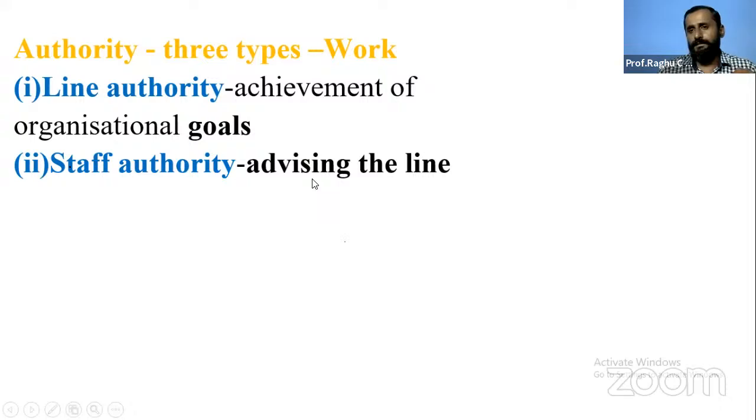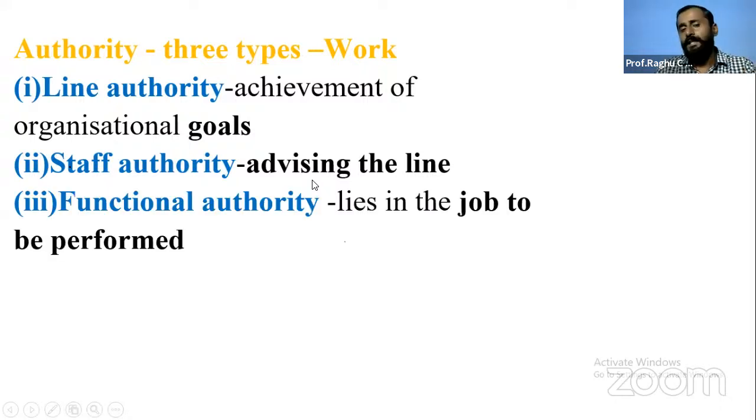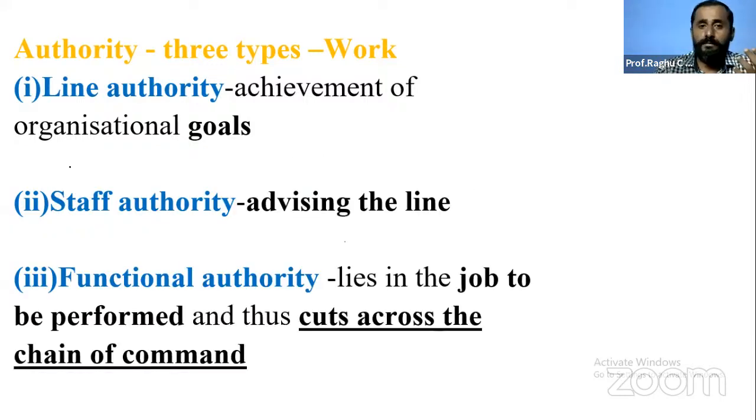And staff organization. So here these people are involved only in advice function. Functional authority. These people get the authority because they have expertise in the job. So the people who are involved in getting things done, reaching the organization goal, they get the authority. That authority is known as line authority. The authority you have because of your expertise is said to be staff authority. Functional authority lies in the job to perform and thus cuts across the chain of command.